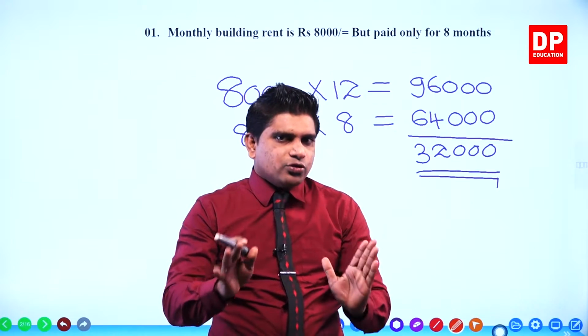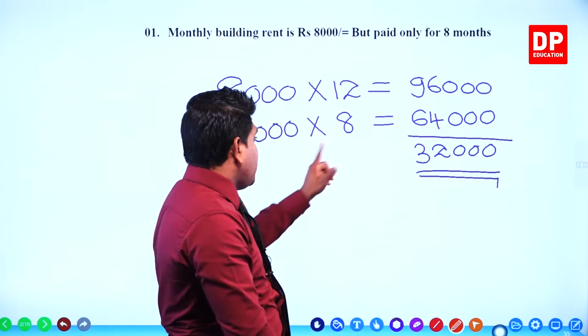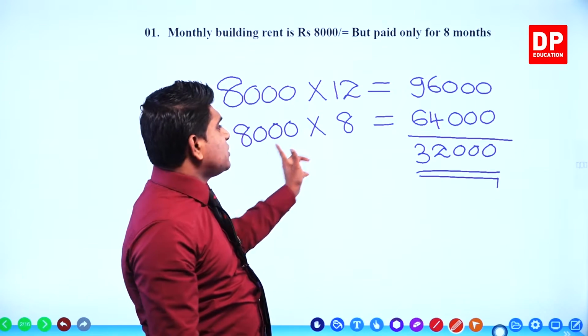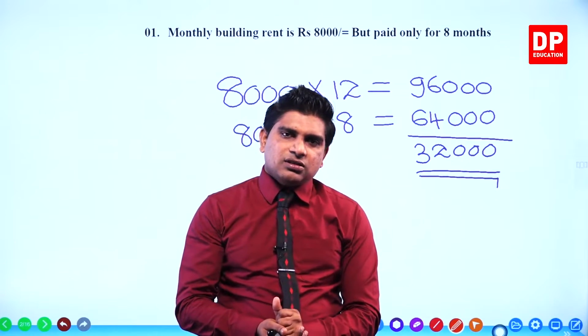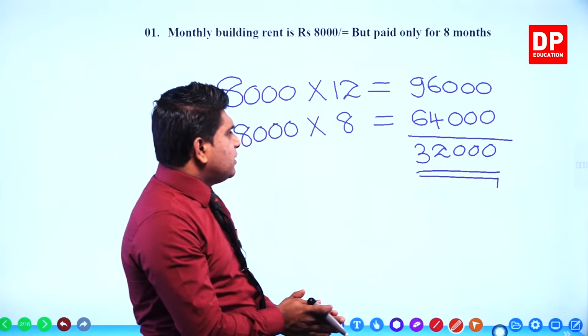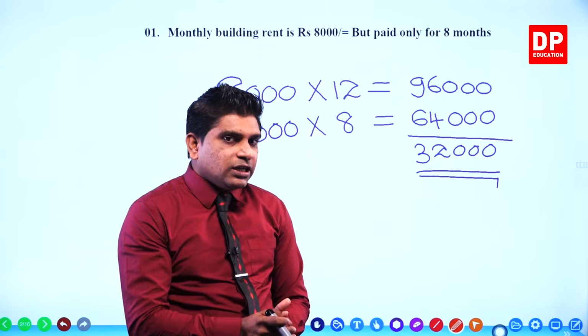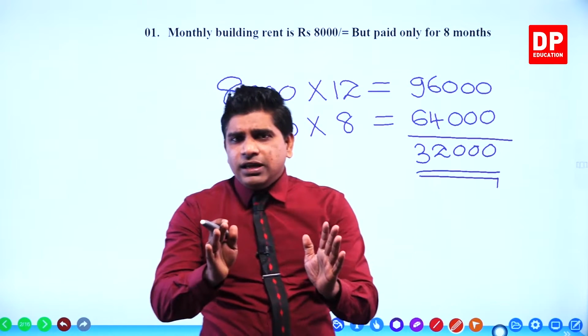For the whole year, they should pay how much? 96,000. But they have paid only 8 months. 8 into 8,000, 64,000. Try to understand well. Right? Then, how much do they have to pay more? 32,000.